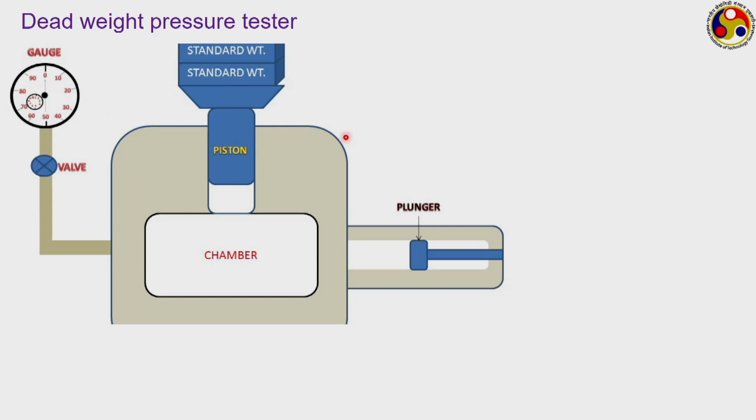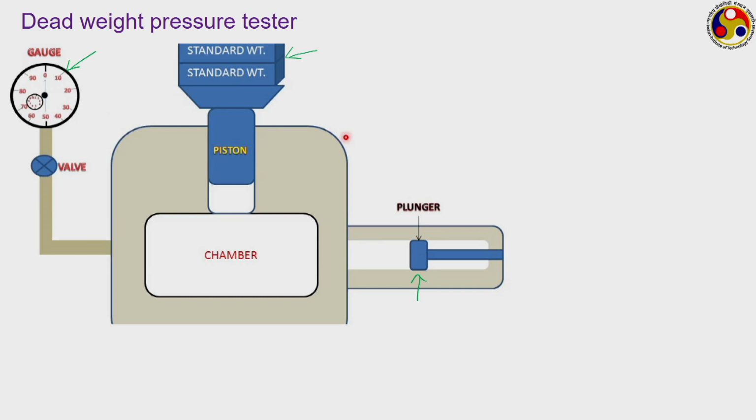Now, here we have a chamber generally filled with a certain heavy density liquid, and one side of this chamber is connected to a plunger pump. By operating this plunger pump, we can change the pressure inside the chamber. On top of this chamber we have a piston, and on top of the piston we have a platform where we can put some weights. On the other side of the piston we have the gauge which is connected, and this is the gauge which is going to be calibrated using this test facility.